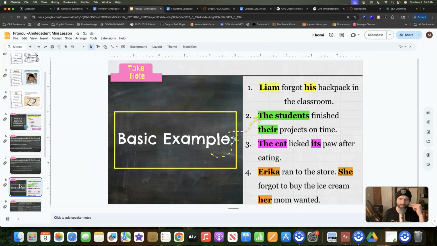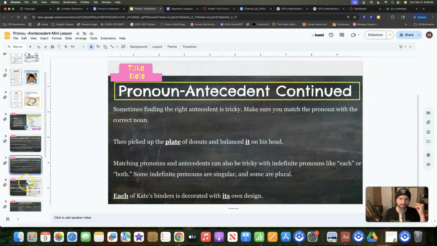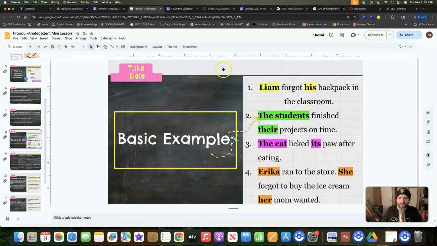So moving forward, so we just have basic examples. Liam forgot his backpack in the classroom. The students finished their project on time. The cat licked its paw after eating. Erica ran to the store. She forgot to buy the ice cream her mom wanted.